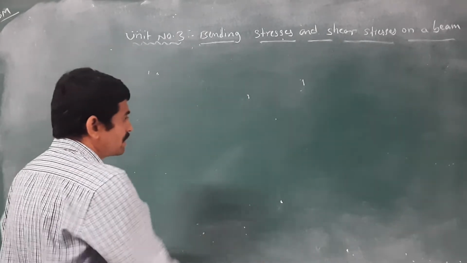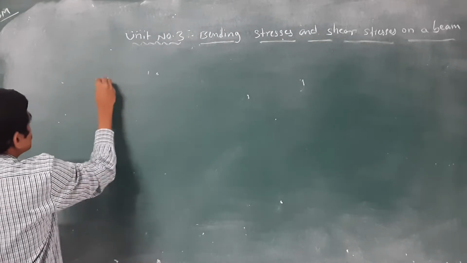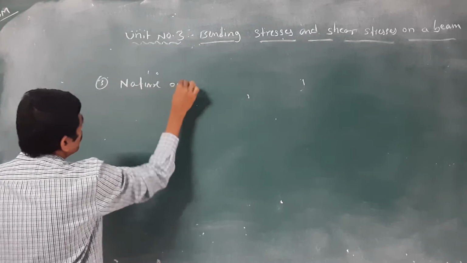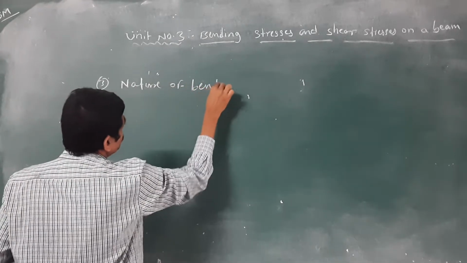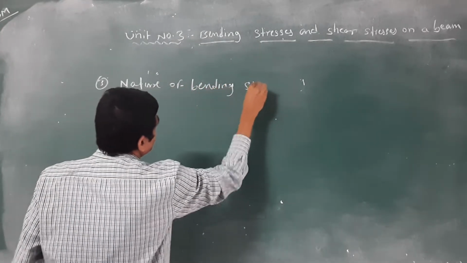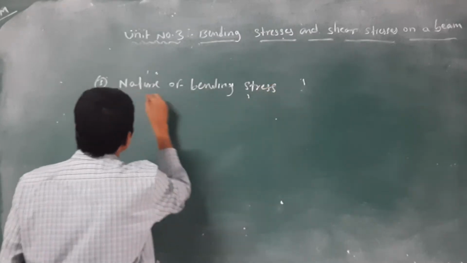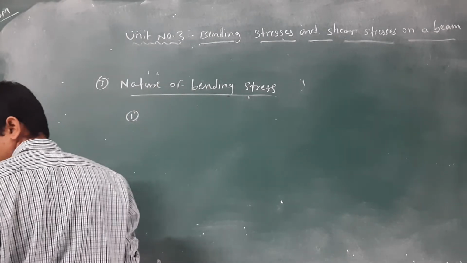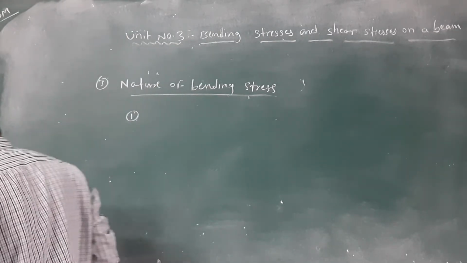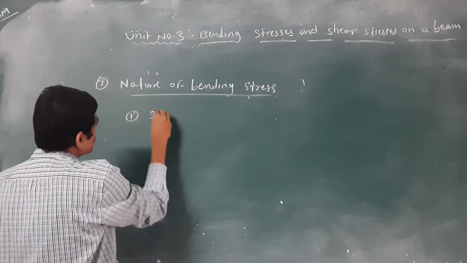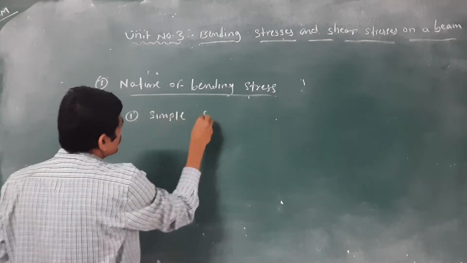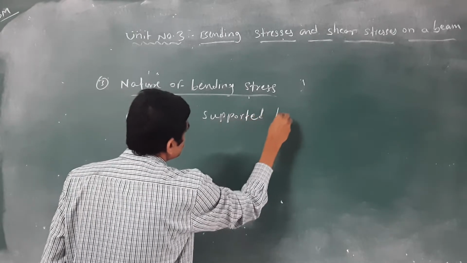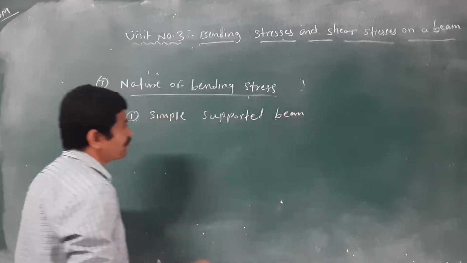And the next bit, the third bit, is the nature of bending stress. There are two types of nature of the bending stress. First we will see the simply supported beam, and the second is the cantilever beam. The nature of the bending stress for a simply supported beam.